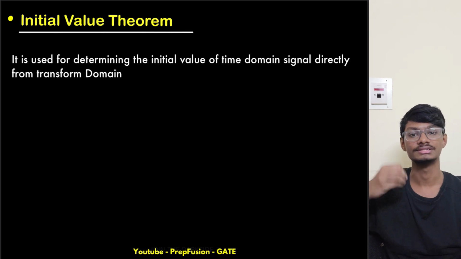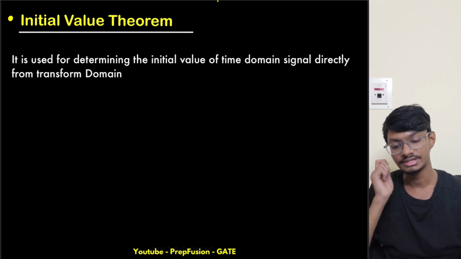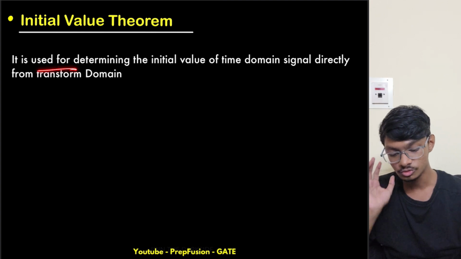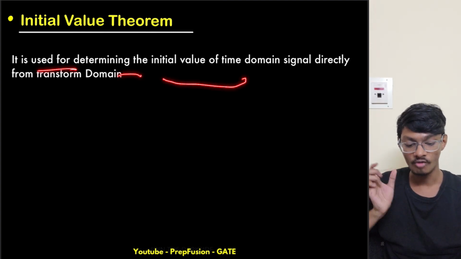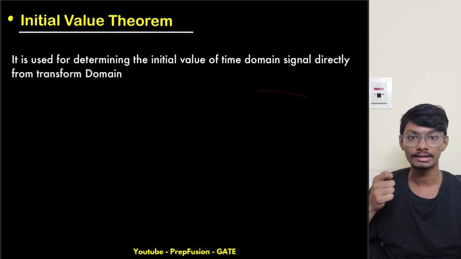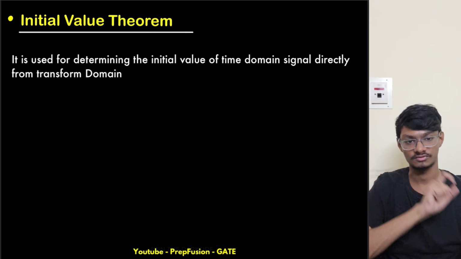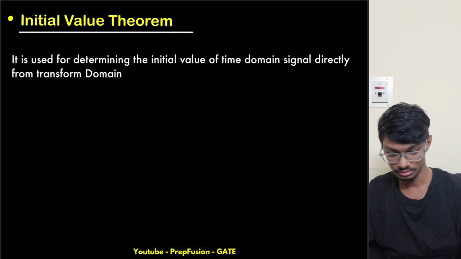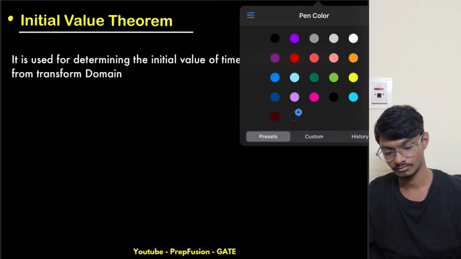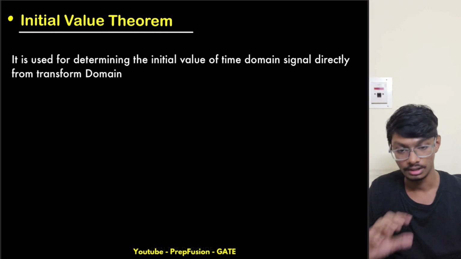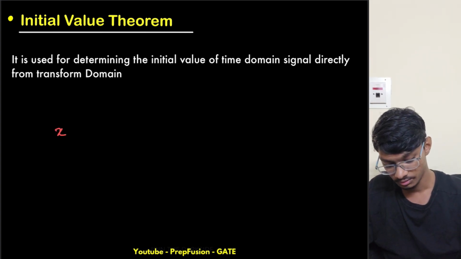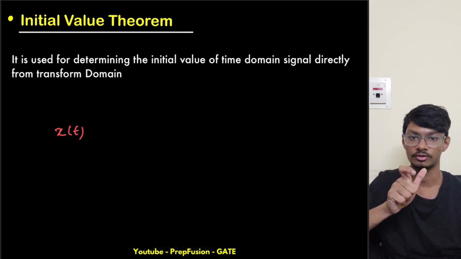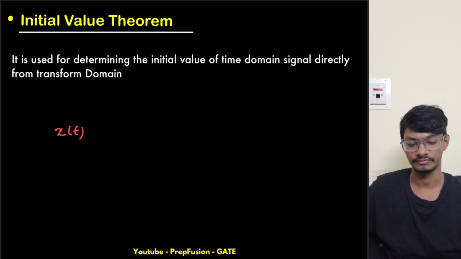Now we will study the initial value theorem. What is the initial value theorem? It is used for determining the initial value of a time domain signal directly from the transform domain. Like in the transform domain we can find the initial value of a signal for the time domain value.